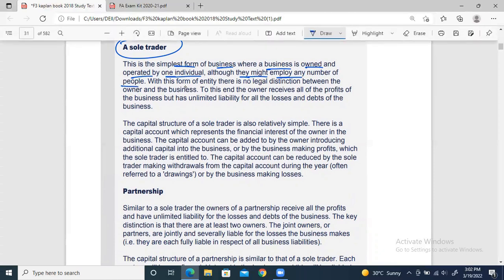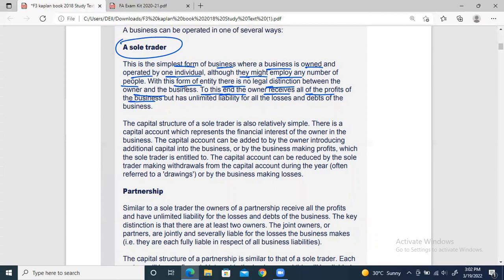Okay, with this form of entity, there is no legal distinction between the owner and the business, and the owner receives all the profits of the business. So obviously there is no need to divide the profits and divide everything. There is no need to wait for others to decide on the decisions, right? Because there is only one decision maker over here, that is the sole trader, right? Now there is one more word over here, that is unlimited liability and limited liability. Once I'm done with all of these business entities explanation, I'll explain that to you as well.